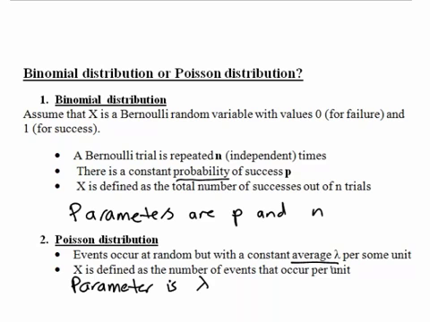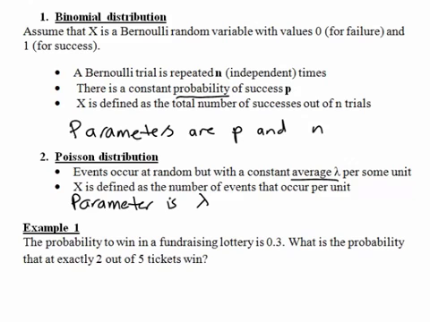So let's now look at a couple of examples. Here is our first scenario. The probability to win in a fundraising lottery is 0.3. What is the probability that exactly 2 out of 5 tickets win? Now this one we have to use binomial distribution. Why is that? Well, let's have a look at the information we're given. First of all, we're given a fixed probability that something happens. So this is a probability of a success. So here p is equal to 0.3, where in this case the success would be to win in the lottery.